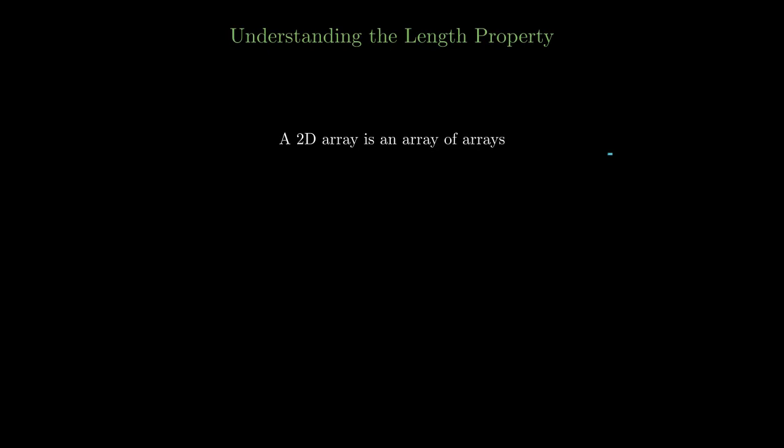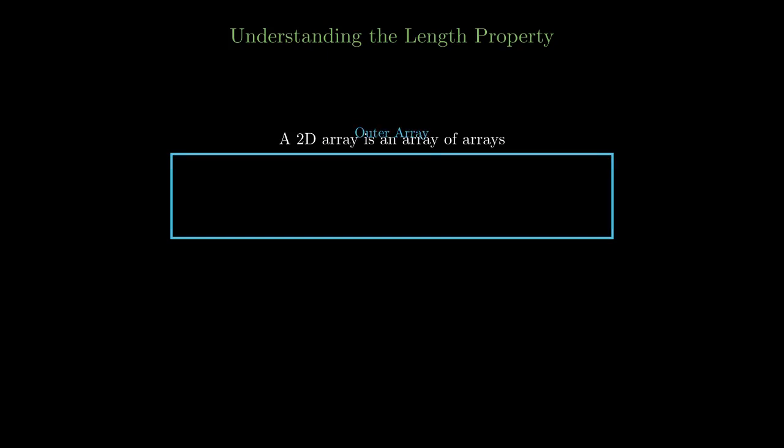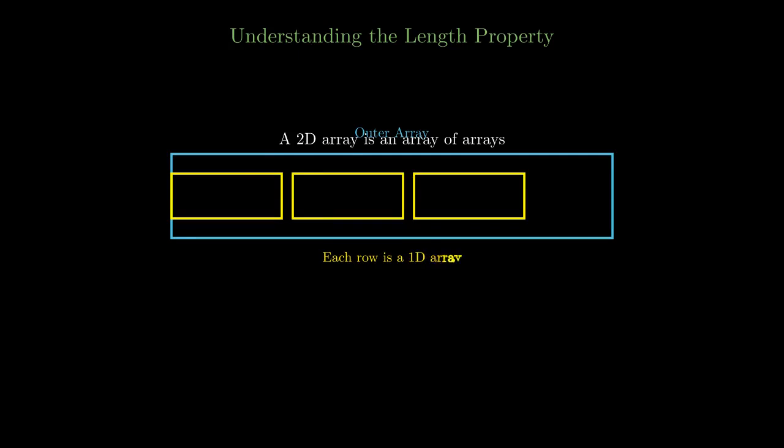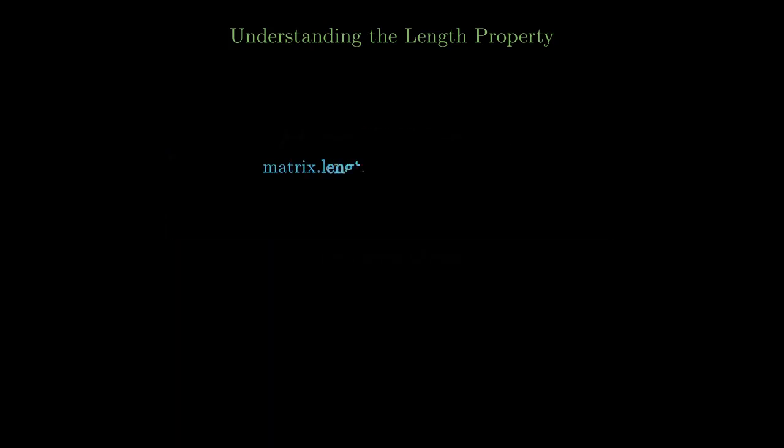In Java, a 2D array is really just an array of arrays. Each row is itself a separate one-dimensional array. So when you use matrix.length, what you're getting is the number of rows. And if you want to get the number of columns in a particular row, you write matrix[rowIndex].length.